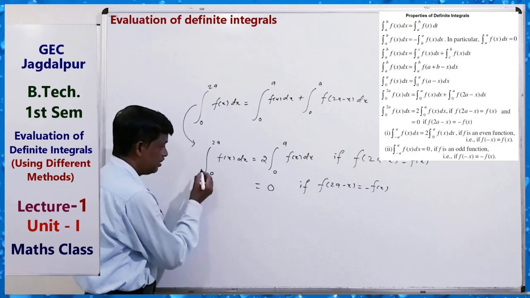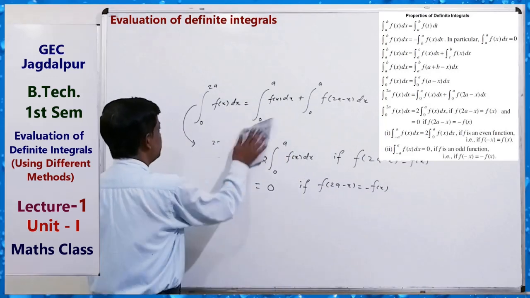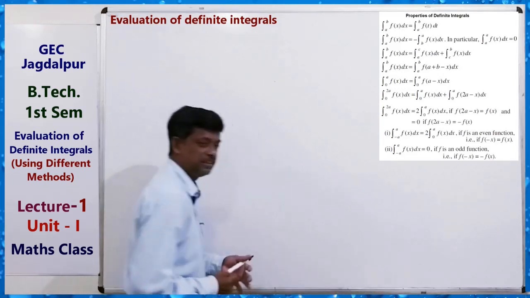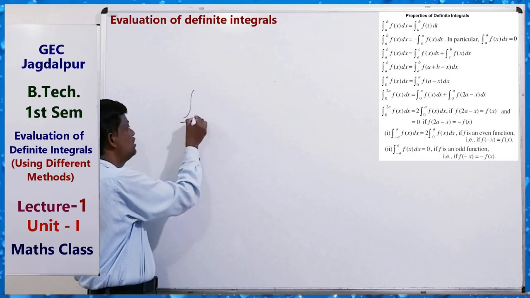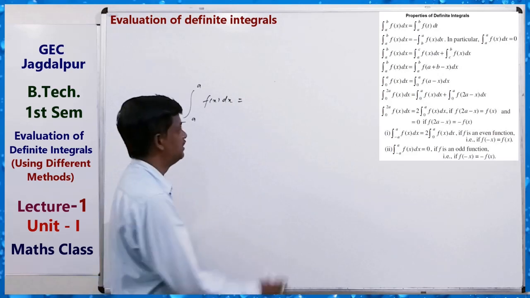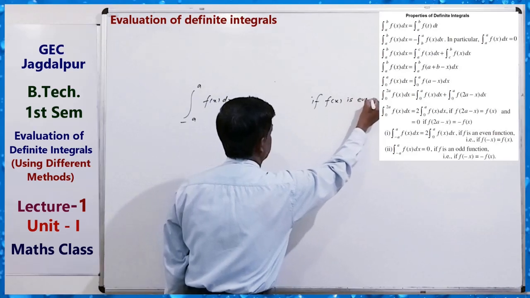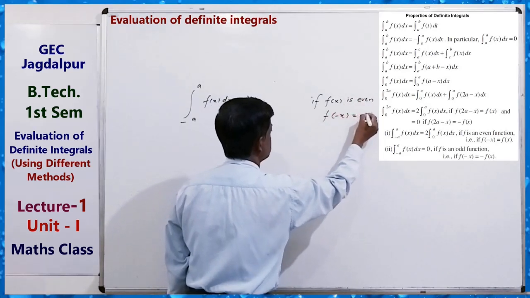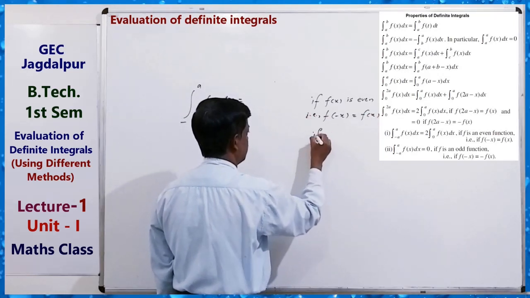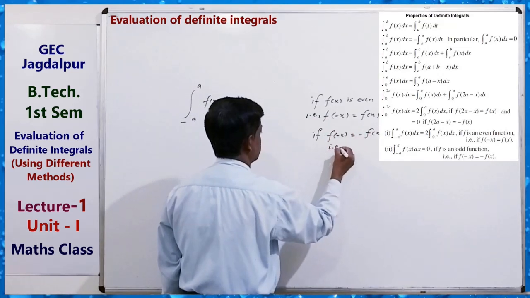Now the final formula that is also important is for even and odd functions. In the case of even and odd functions, we have the limit from minus a to a of f(x) dx. If f(x) is even, that means f(minus x) equals f(x). And if f(minus x) equals minus f(x), that is an odd function.